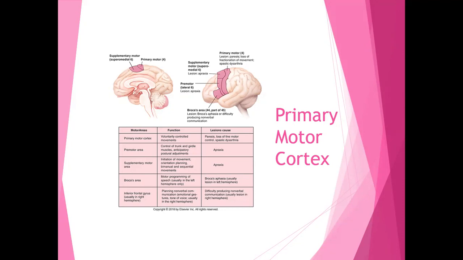Apraxia is the inability to perform a motor task despite intact sensation and muscle movement. You can't plan the movement. A lot of times we will describe this in a chart as having poor motor planning. There are lots of different things, and you'll talk more about this in neurorehab with apraxia.